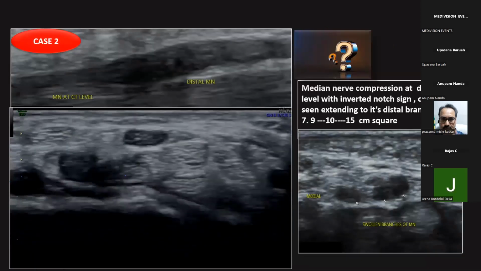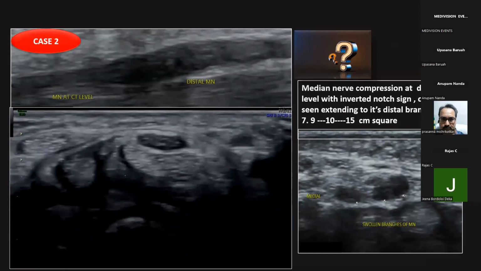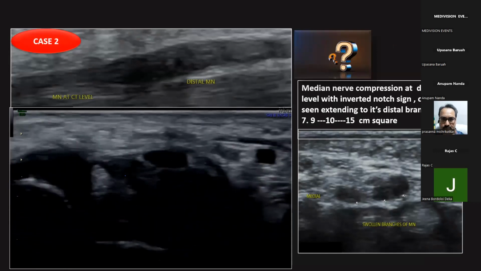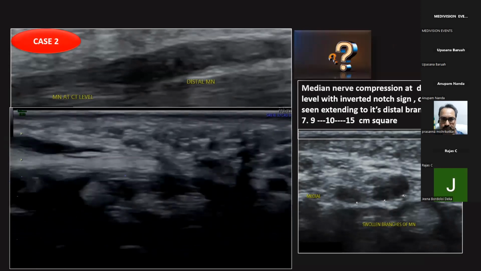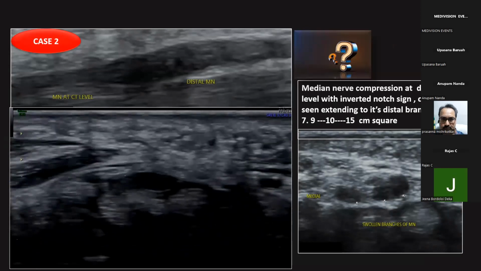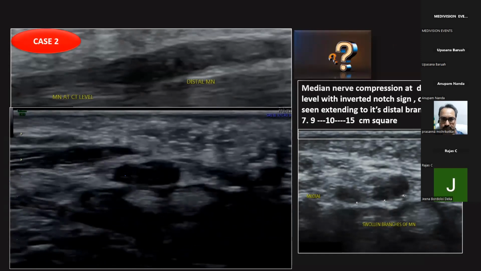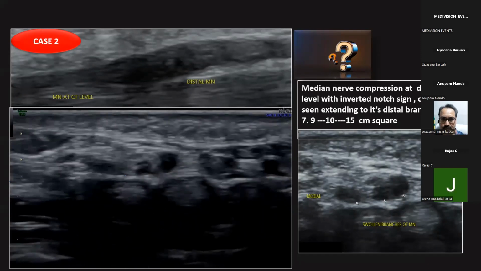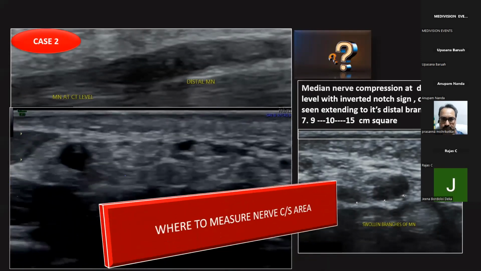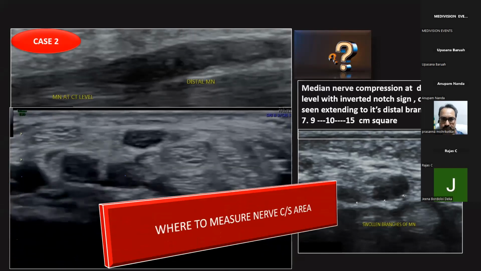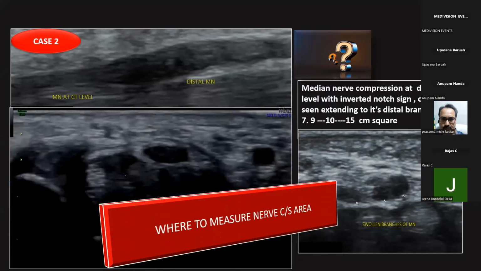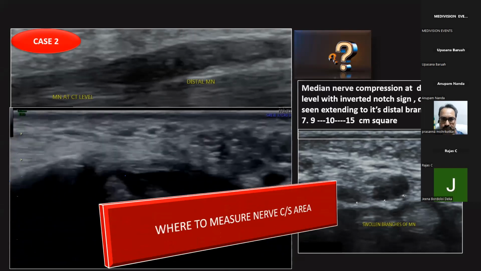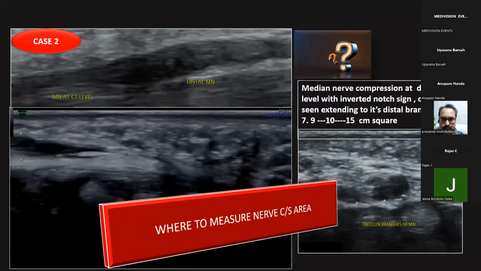Another case shows a normal quadratus level cross-sectional area, that is 7.9. At the inlet, it is 10, and at the outlet, this is 15 square centimeters. So my question is, where to measure the median nerve in this case? Should we take the maximum thickness of the median nerve and compare it with the normal thickness of the median nerve at the quadratus level?